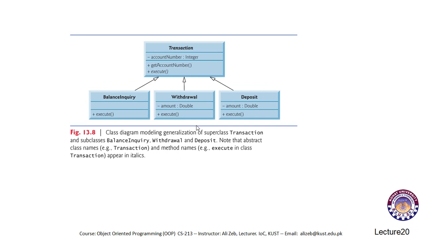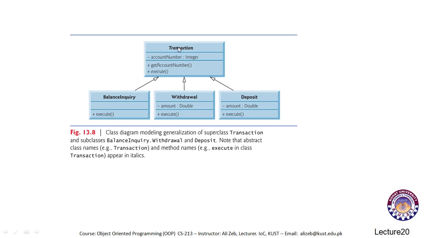The superclass can be identified with the name Transaction, and the common details from all of these classes have been added to the superclass: the common methods and the common instance variables, while the details specific to each of these classes have been left within those classes. Class diagram modeling generalization of superclass Transaction and subclasses BalanceInquiry, Withdrawal, and Deposit. Note that the abstract class name Transaction and the method name execute in class Transaction appear in italics.